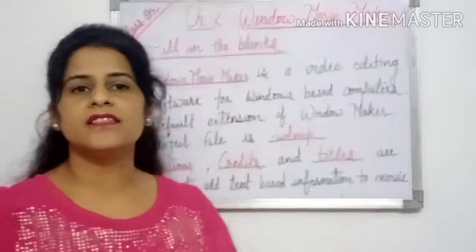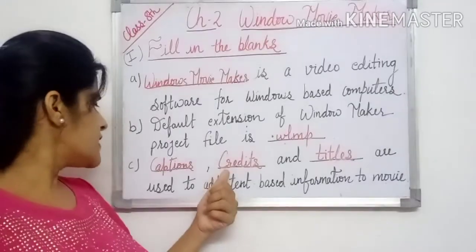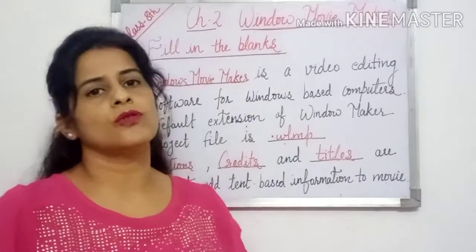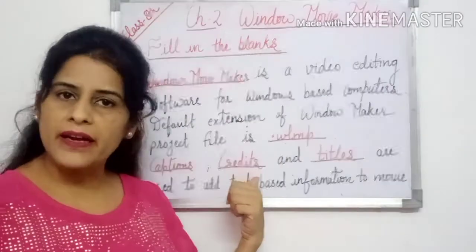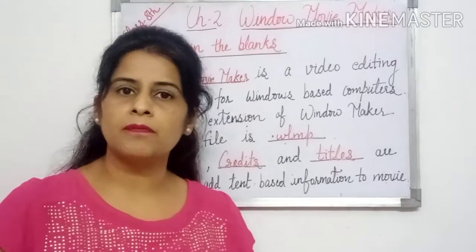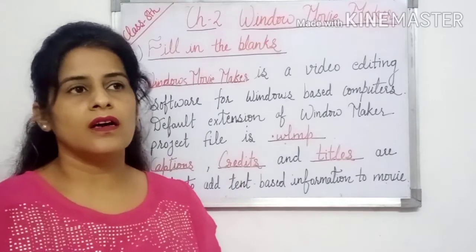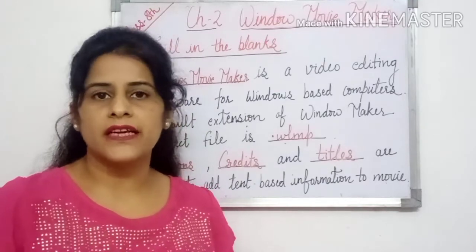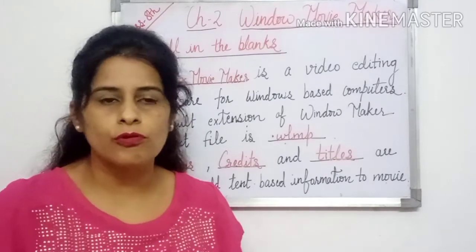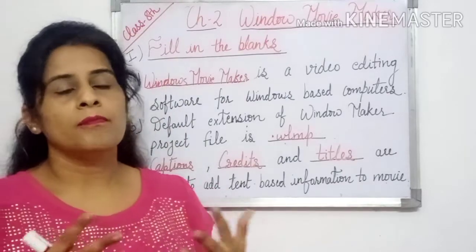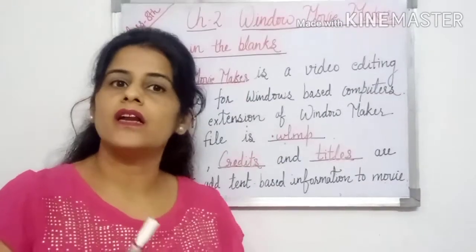First is title. Title is used to give the name of the movie. Next is the credits. At the end of the movie, when you want to give some text based information, that will come under the credits. And the third is the captions. Caption means whenever you are writing something about every picture. For example, when you are applying a status in your WhatsApp, you write something at the lower part of the status, that this is my childhood photo, this is my birthday memories. These captions you can also write in the caption option in Windows Movie Maker under every picture.